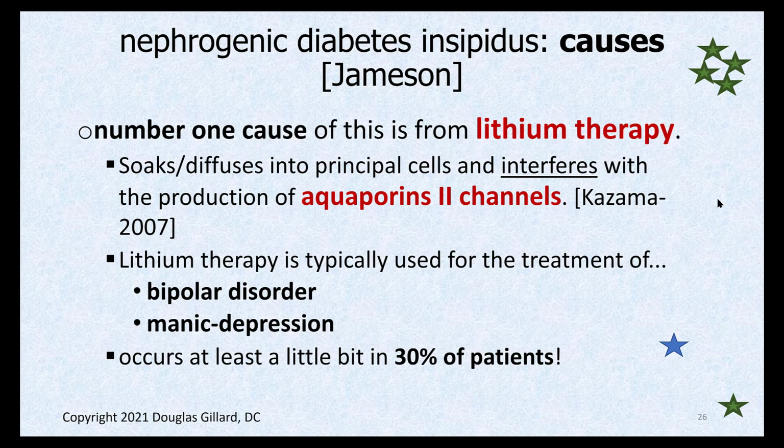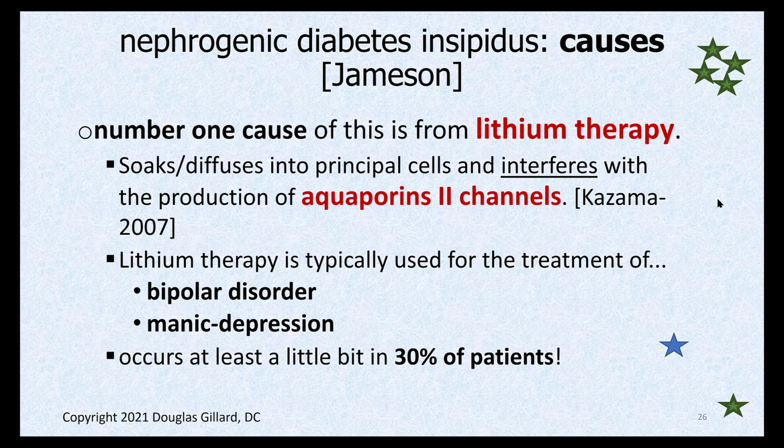What's the cause of nephrogenic diabetes insipidus? One of the big causes is people who are bipolar or have other psychological disorders who are being treated with lithium. The lithium seems to soak into the principal cells and mess up the production of the all-important aquaporin 2 channel.